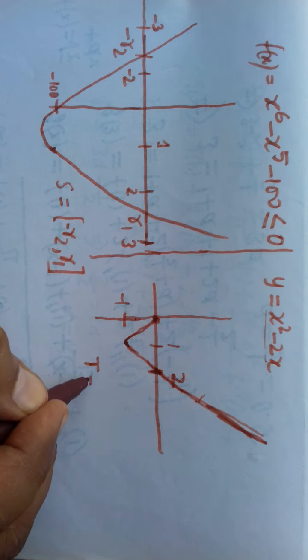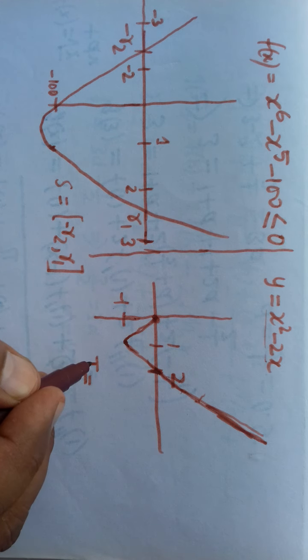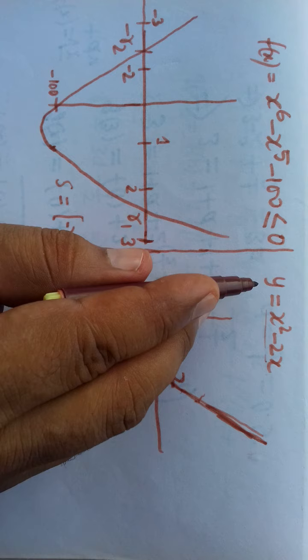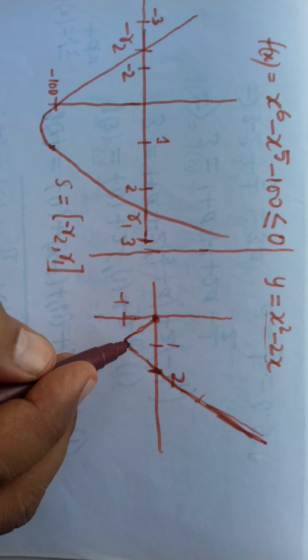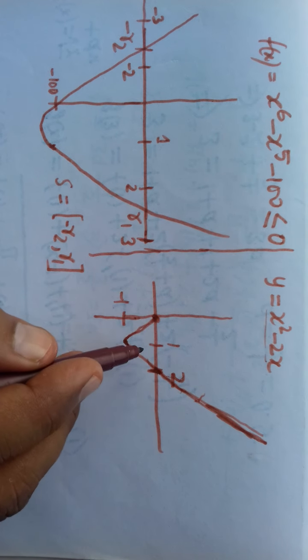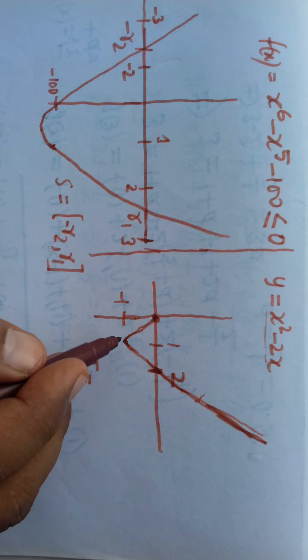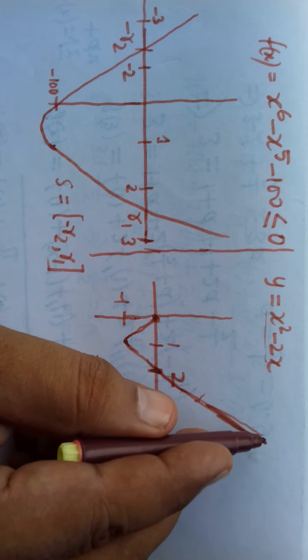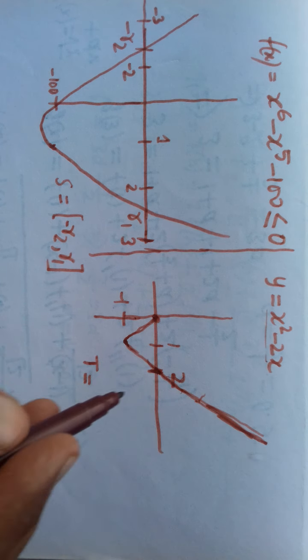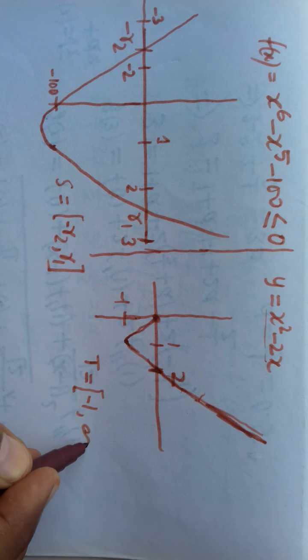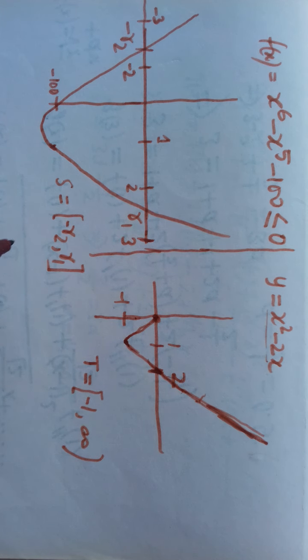Whereas in the second set, that is T, we have to take those values which y takes. For y, you see the minimum value is minus 1 and the maximum is plus infinity. So this is minus 1 to infinity. Now we have to take the intersection of these two sets.